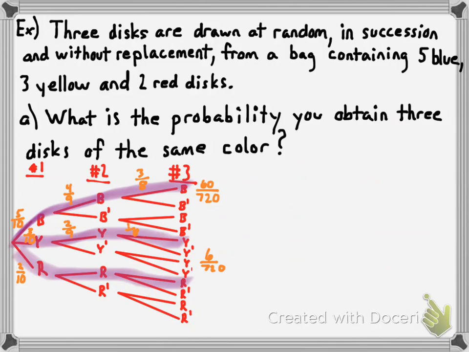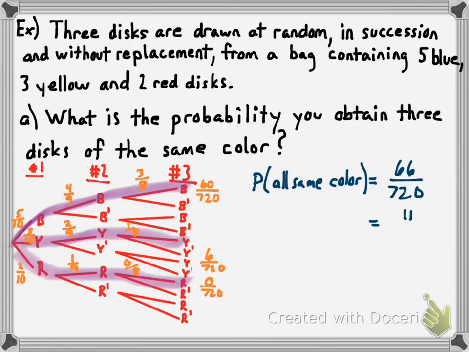And then finally for the reds, well, this one turns out to be super easy. There's only 1 red out of 9 if you got a red the first time. And then if you got a red the first 2 times, there aren't any more reds remaining, are there, of those 8 discs. So it turns out you've got a 0 out of 720 chance of getting all 3 reds. Now the probability of getting all the same color then would be the sum of the probabilities of those outcomes. That's 66 out of 720, which is 11 out of 120.